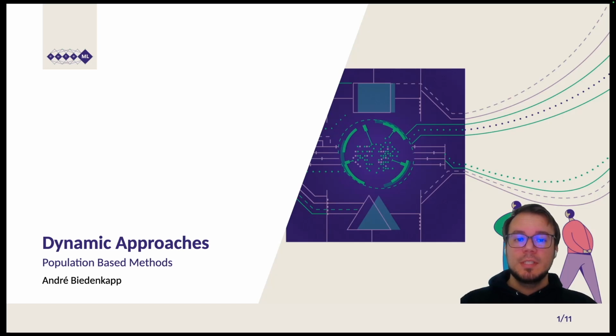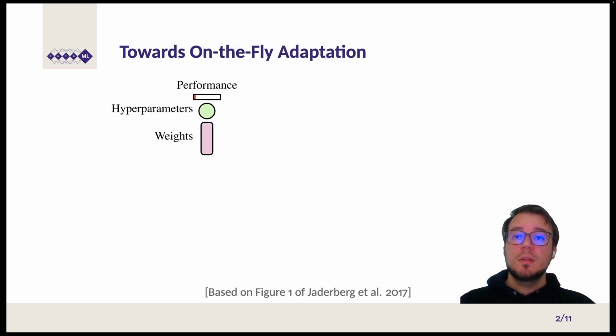Welcome back to the module on dynamic approaches for AutoML. In this unit, we're going to talk about population-based approaches. Now, let's first talk about this visual representation of what's going on.